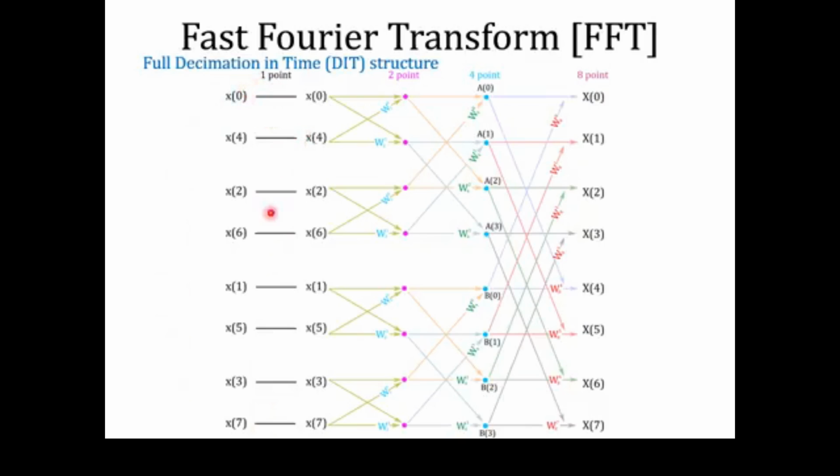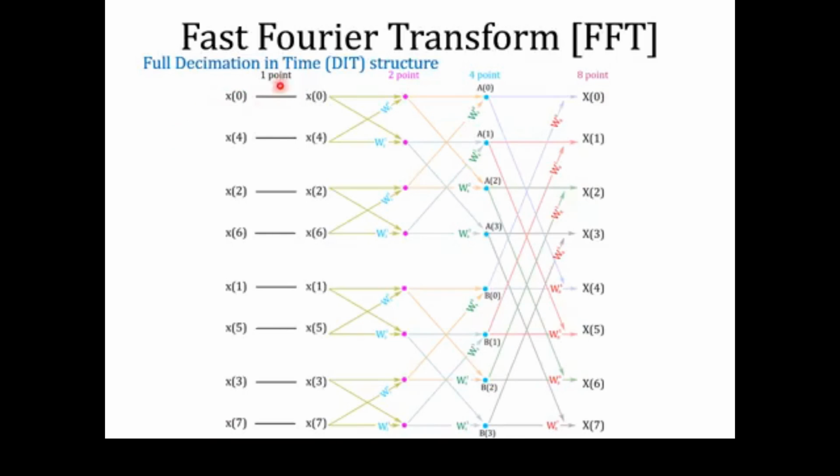And how have we obtained that scrambled order? Basically, we have performed stage by stage decimation. We have made sequences of even and odd index samples. That's how we have obtained this order of samples which we are going to provide to our FFT structure.